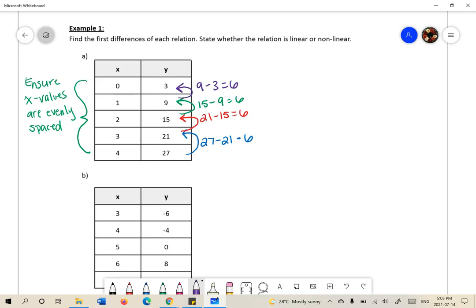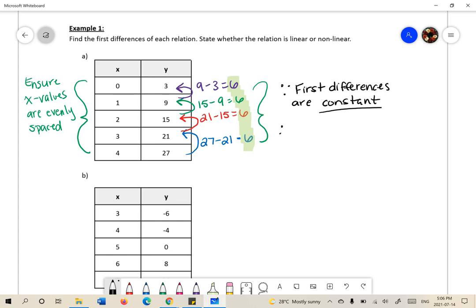Now let's look at our first differences, subtracting our y values. They're all equal to 6, which means that if we plotted all these points on a graph, this would be a linear relation. Since first differences are constant, which means the same, therefore the relation is linear.